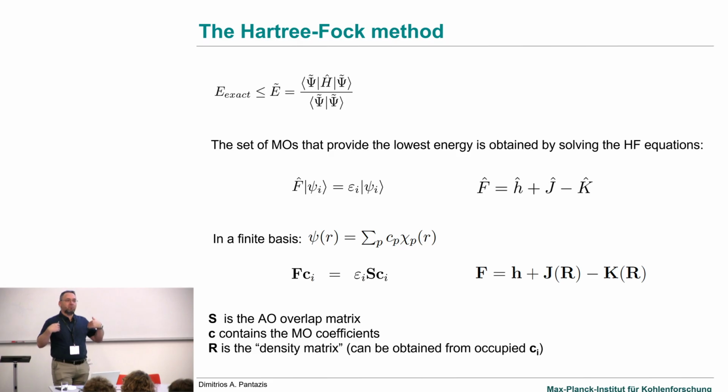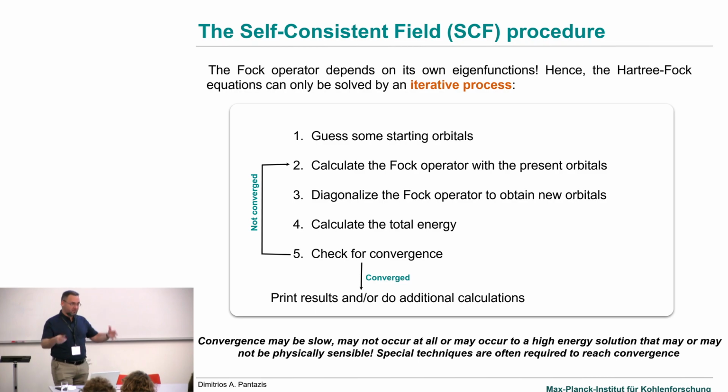And we have a procedure that optimizes these coefficients until the total energy of the wave function is the lowest possible. And then it stops. It's an iterative procedure called the self-consistent field procedure, which involves guessing some starting orbitals. We have defined our basis sets. And then some operators are formed, some integrals are computed. There is a process that you can find more information on elsewhere.